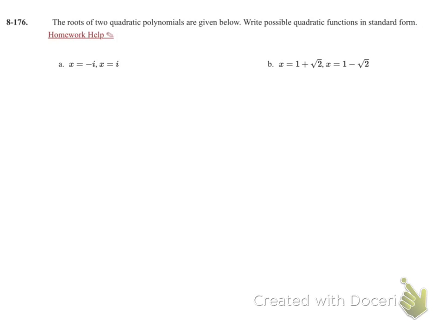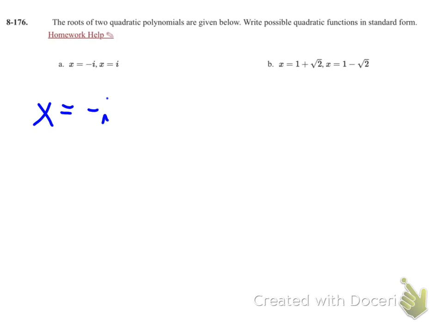When we look at problem A, the two roots are negative i and positive i. Those are complex roots, which means our quadratic does not touch the x-axis. So I'm just going to pick one of them, and it doesn't matter which one. So let's say x equals negative i.